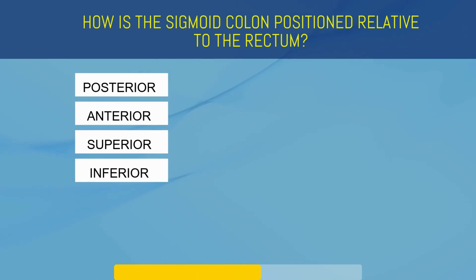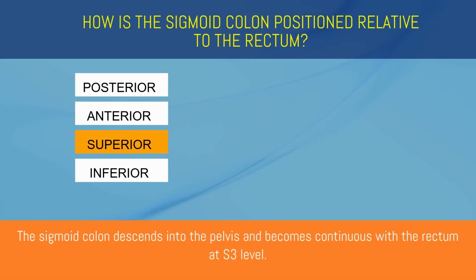How is the sigmoid colon positioned relative to the rectum? Posterior, anterior, superior, or inferior? Superior. The sigmoid colon descends into the pelvis and becomes continuous with the rectum at S3 level.